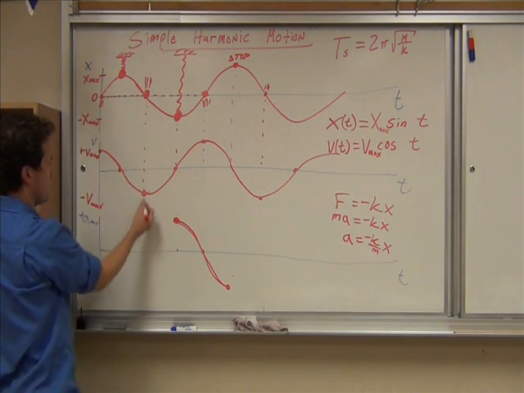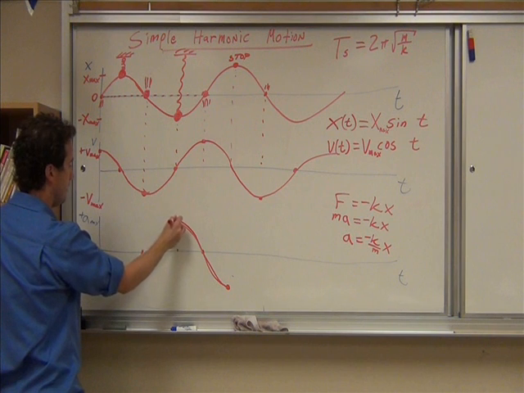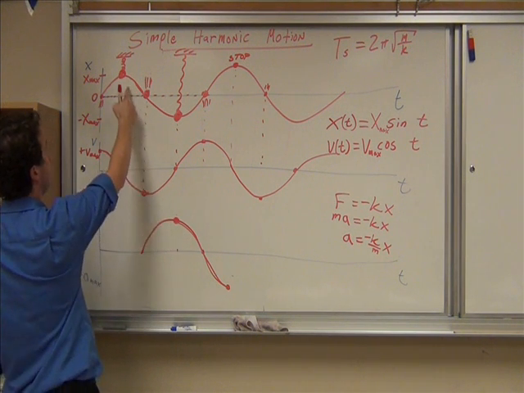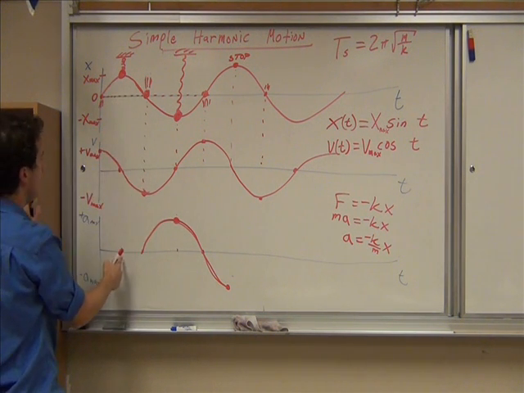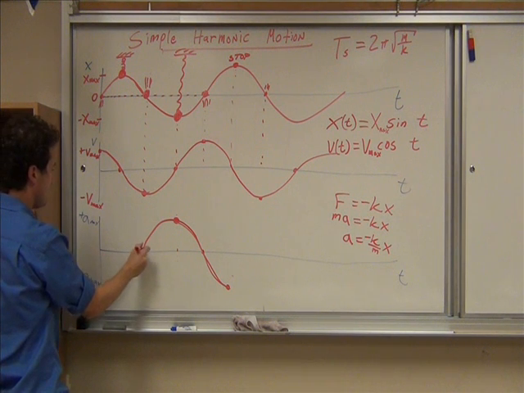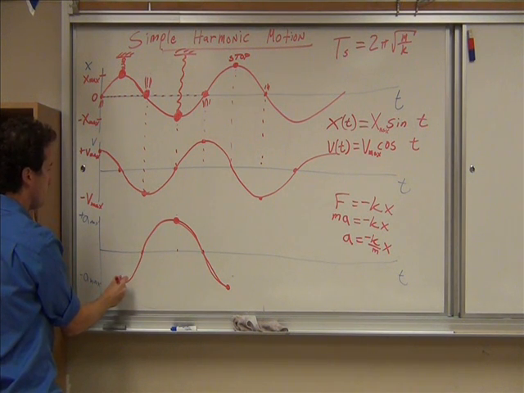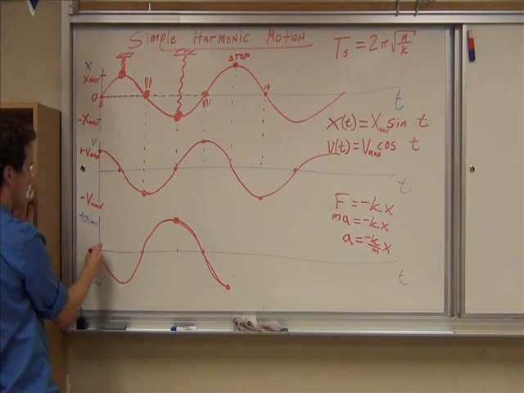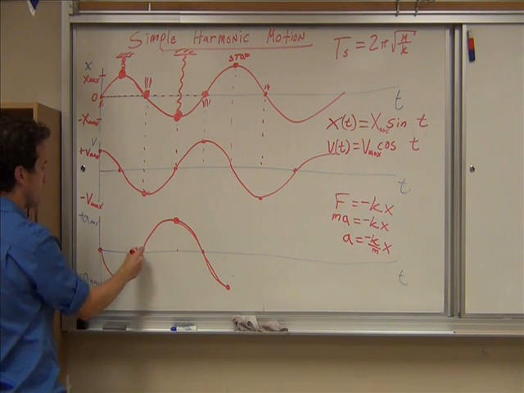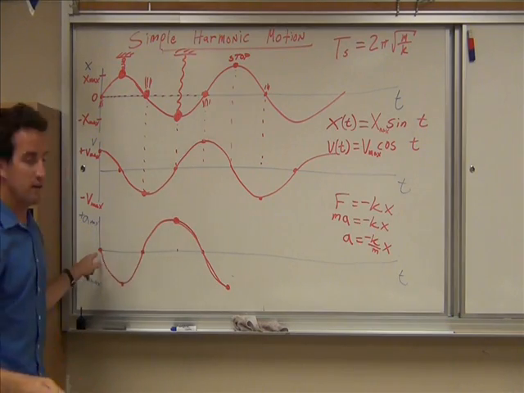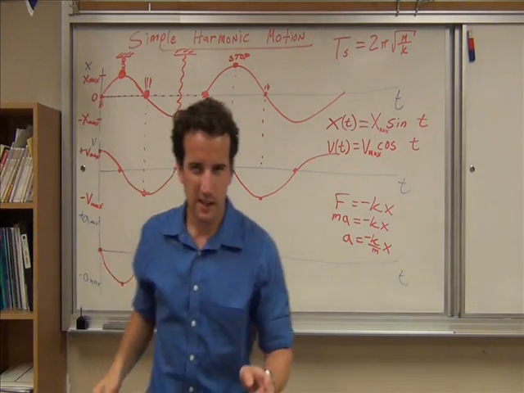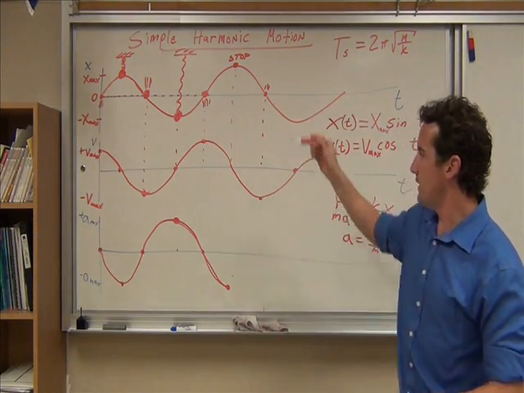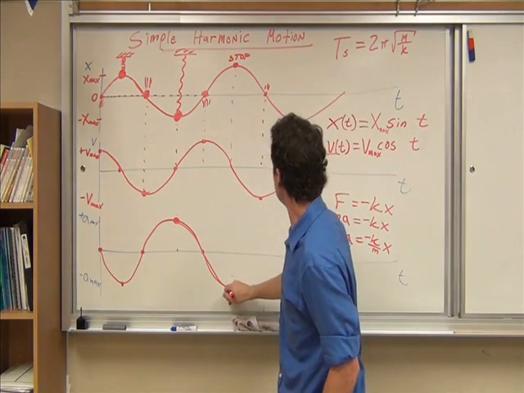Right here is another equilibrium moment. And here is another negative max moment, followed by a nothing moment, an equilibrium moment. There's your acceleration, and indeed it does look exactly like a negative x. Let's complete the story.